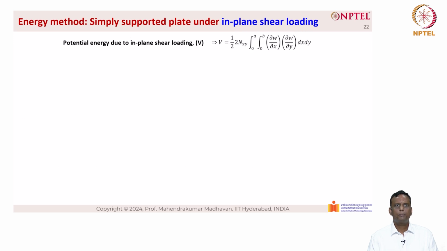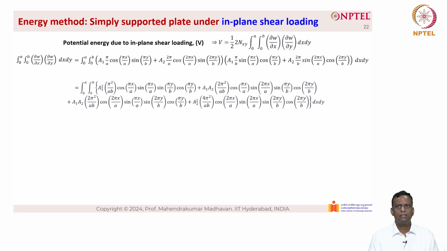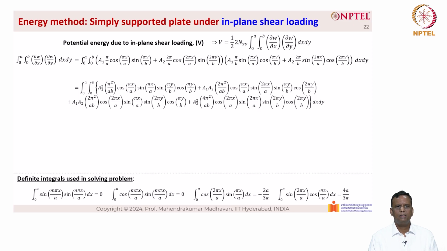Now, let us look at the potential energy due to in-plane shear loading V, which is given as V equal to half into 2Nxy into the integral from 0 to a, 0 to b, of ∂w/∂x into ∂w/∂y into dx into dy. Now, when we substitute that, we get a much bigger equation as you can see here. This again can be simplified using the definite integral shown at the bottom of the screen, and then we get a number of equations that are equal to 0.